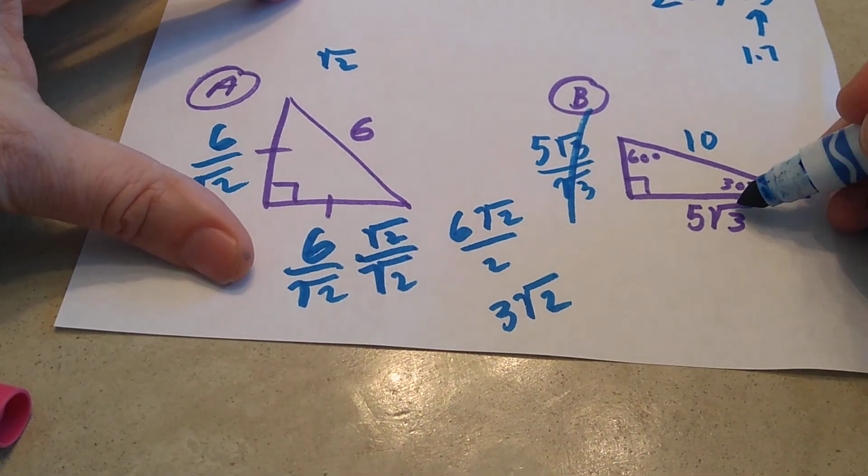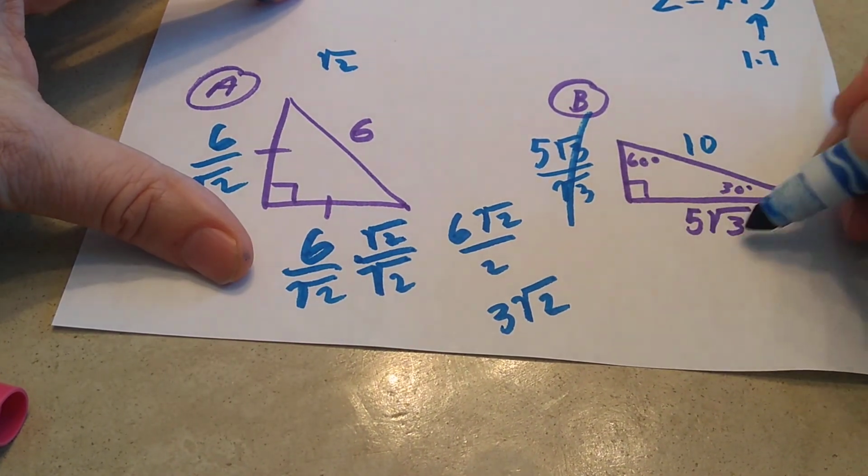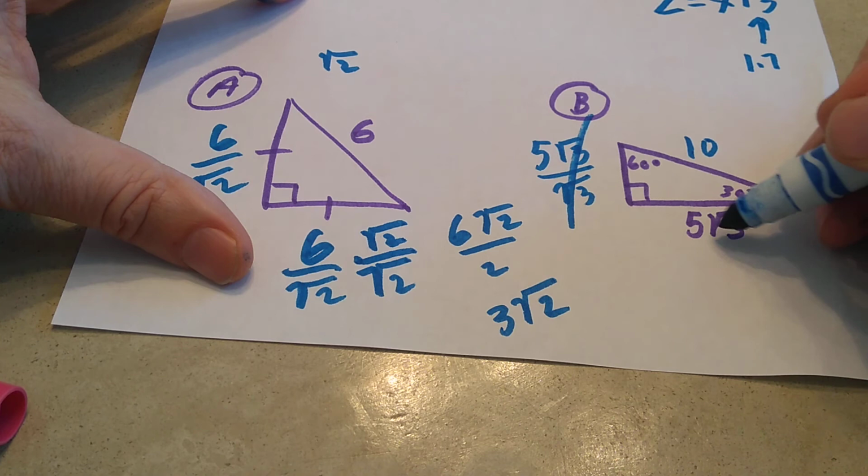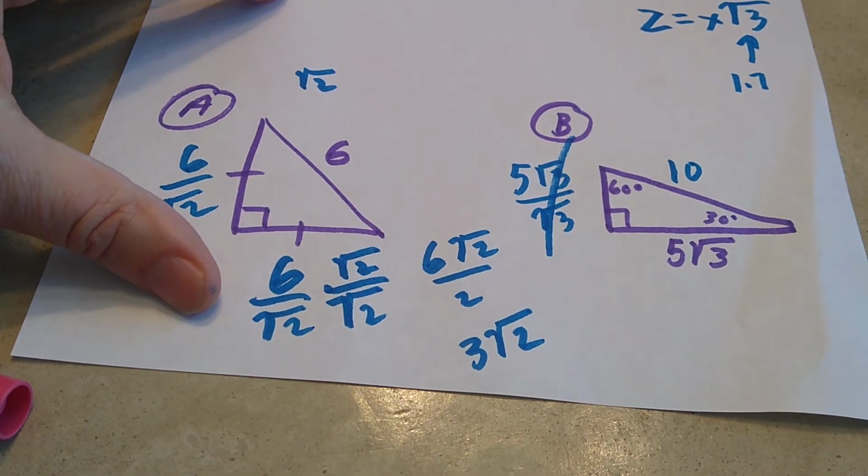I almost always go to my short leg from here. I could go straight across. I could figure out what the shortcut is there, but it's too much to memorize.